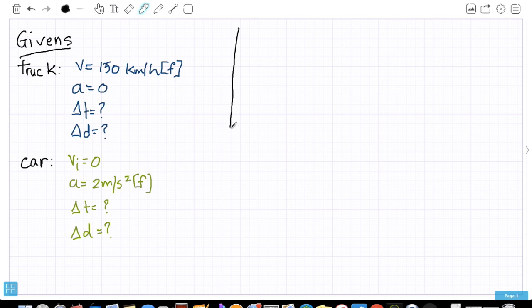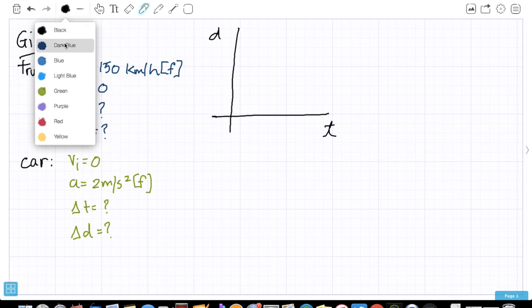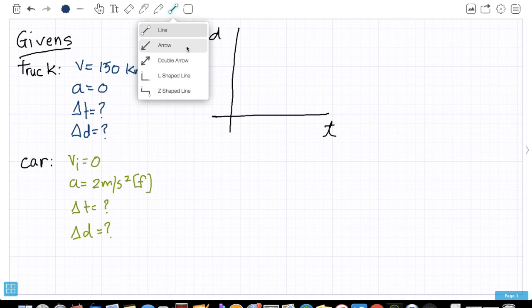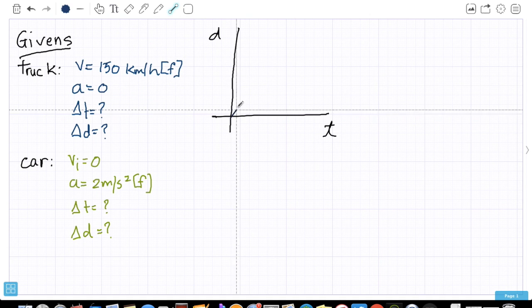So let's just make a graph. This will be a D versus T graph. And we'll just highlight what the truck is doing. The truck passes the police car, say at the origin, so that'll be time 0. And it's going at a steady rate. So therefore, it looks like that. So that's the truck.